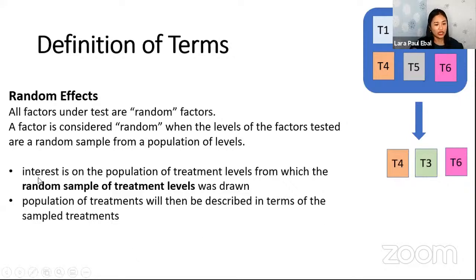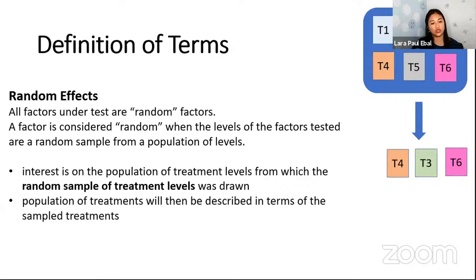So the interest is on the population of treatment levels from which the random sample of treatment levels was drawn, as you can see in the picture. Then the population of treatments will be described in terms of the sampled treatments.